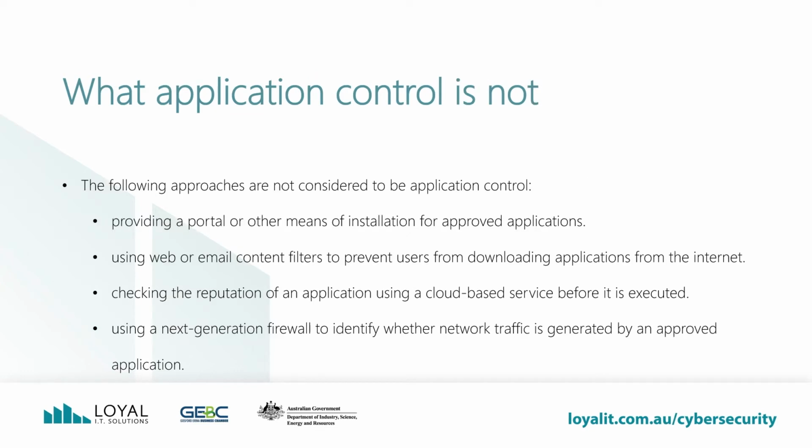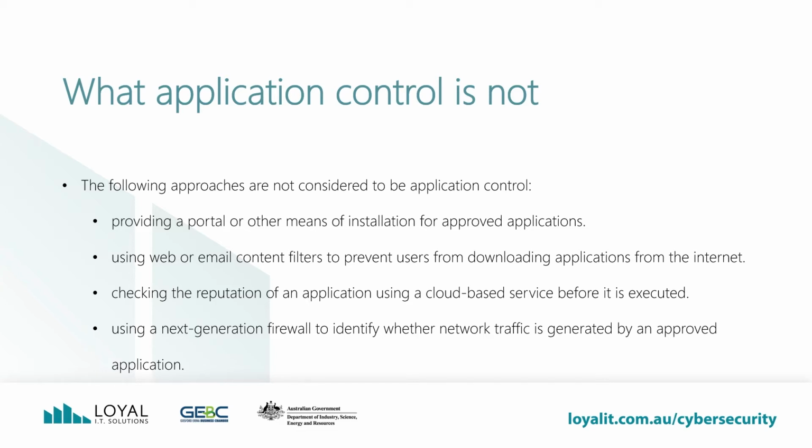So what application control is not? The following approaches are not considered to be application control. Providing a portal or other means of installation for approved applications. This means it's not a curated list of applications that you will install from a particular location. It's not web or email content filters to prevent users from downloading applications from the internet. This would be classed as secure DNS or a secure proxy. It's not checking the reputation of an application using a cloud-based service before it is executed. This is referring to Microsoft's inbuilt application called Smart Screen. While that's good, it's not application control by the Essential 8's definition.